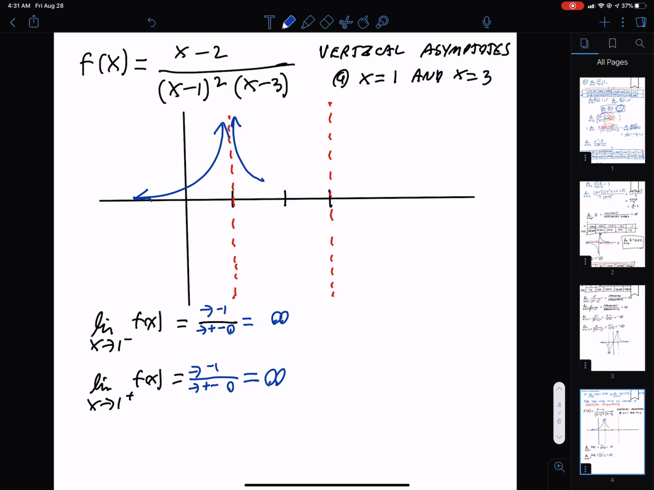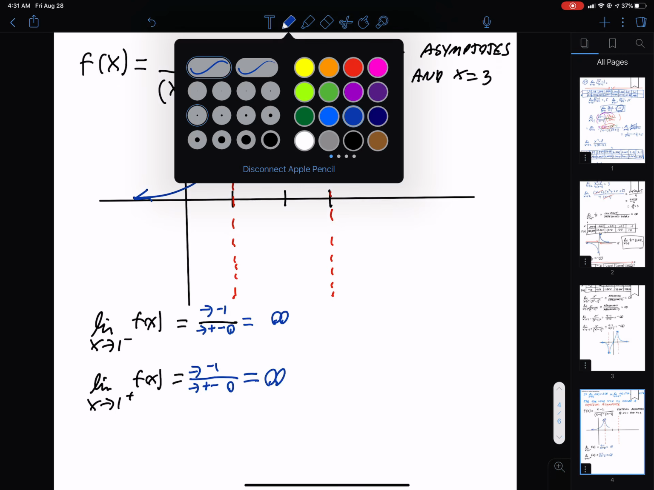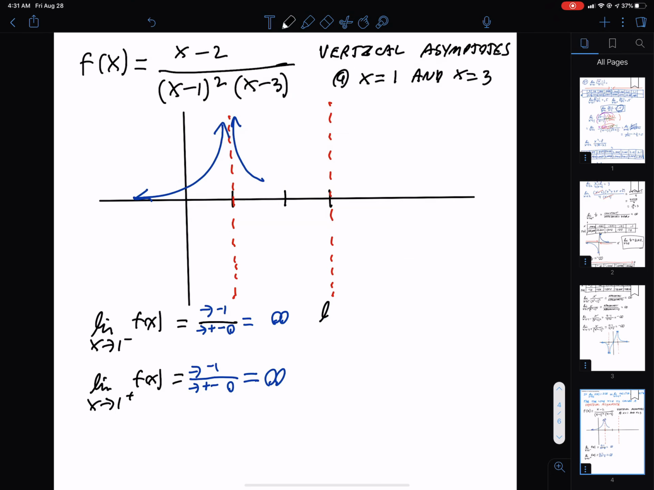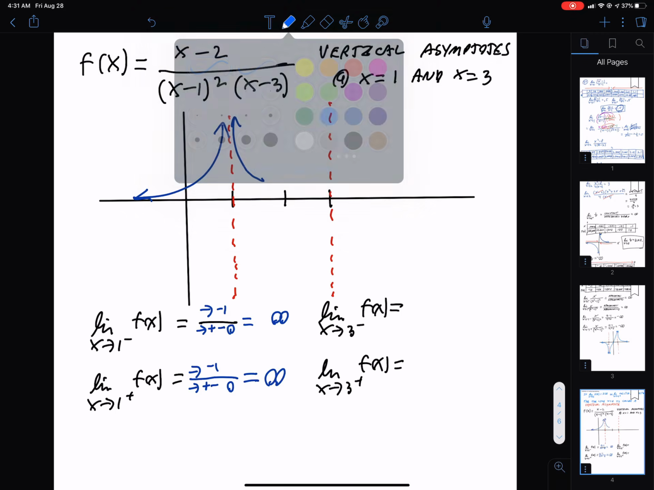All right, we have to check what's happening at 3. What is happening at 3? So you guys go, I'll go ahead and set this up, and you guys can pause and try it. The limit as x approaches 3 from the left of f of x. The limit as x approaches 3 from the right of f of x. Go ahead and try this, and then come back and I'll show you.